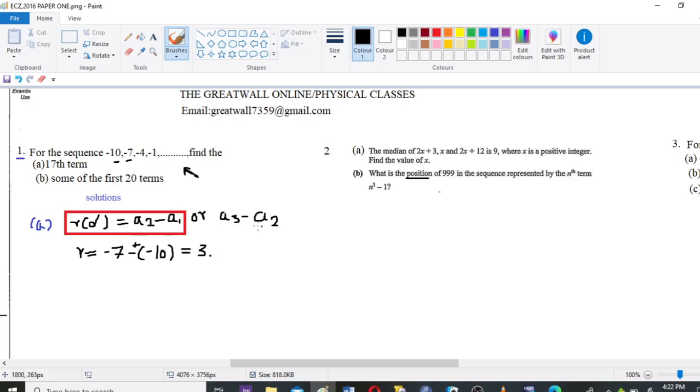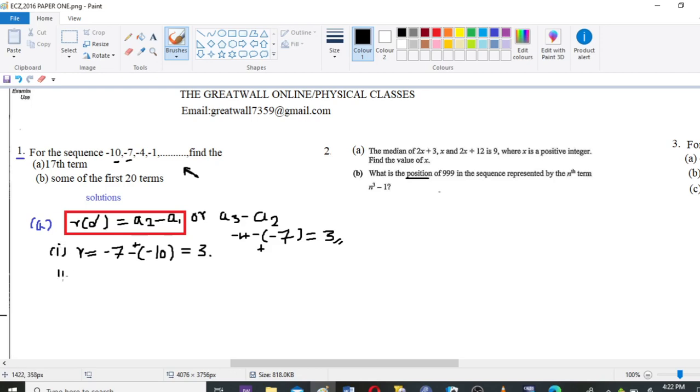Even here, if you try, your A3 is -4, so -4 minus A2, which is -7. We just want to prove that we are going to get positive 3 as well. Negative times negative gives positive, so -4 plus 7 gives again positive 3. So 3 is your common difference. Our first step here is finding the common difference.